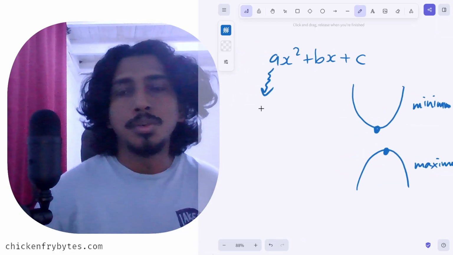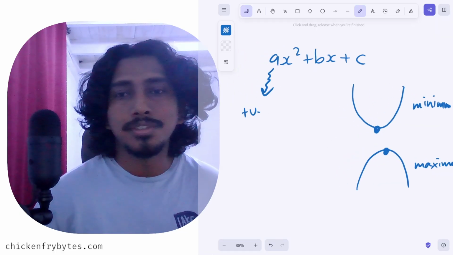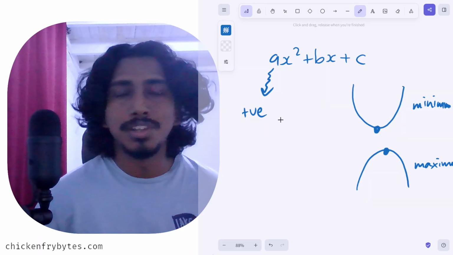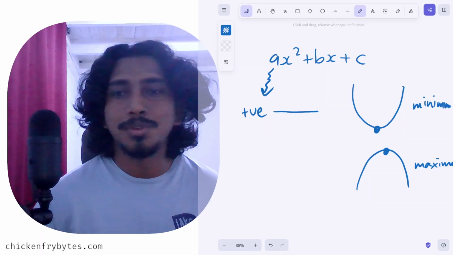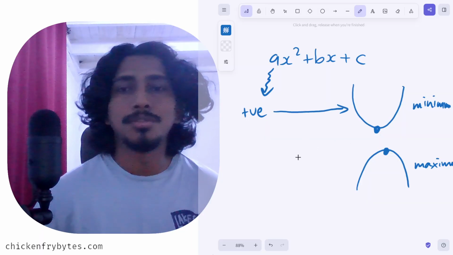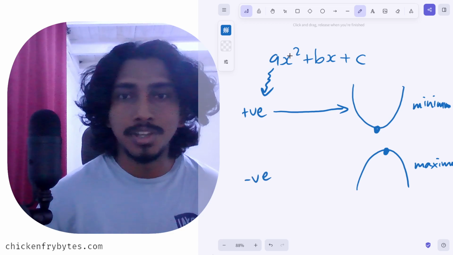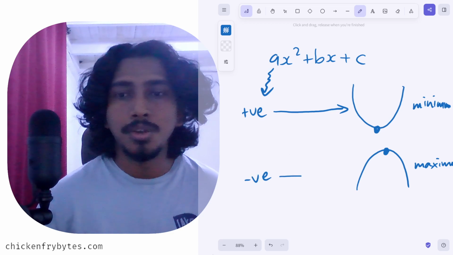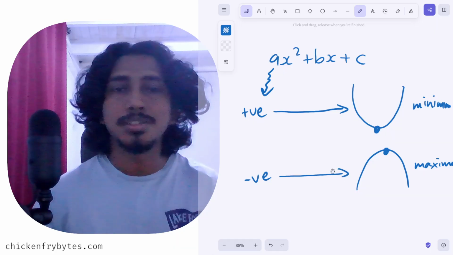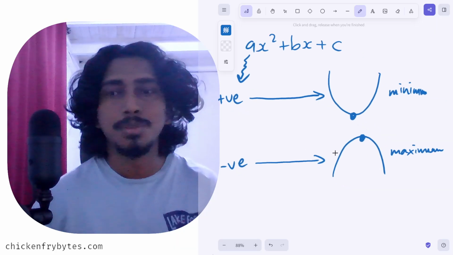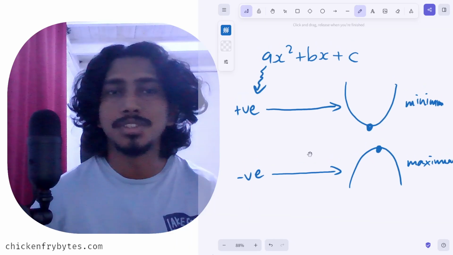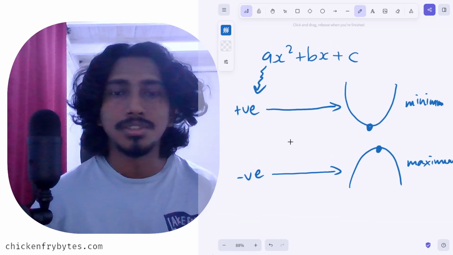And this a, when it is positive, right? Positive people tend to smile more often, right? We have a minimum curve we're dealing with. Whereas if it is negative, the coefficient of x squared, a, when it is negative, we get a maximum curve, right? Negative people tend to frown more often. That's a way you can remember it.